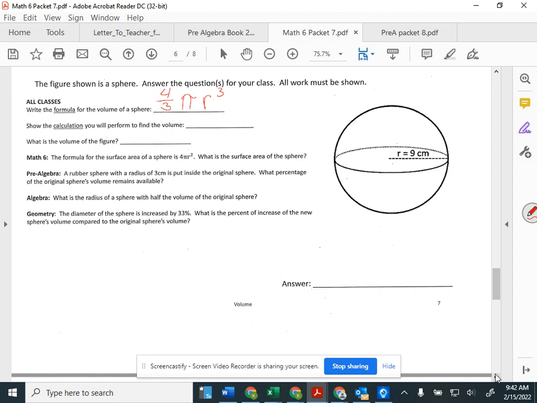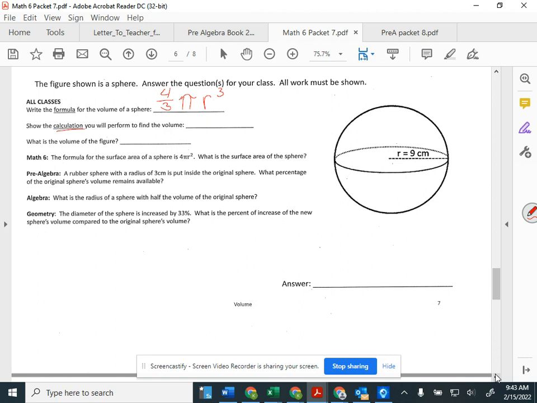If you don't have the pi key on your calculator, you're going to want to get a calculator that has it. We've shown which calculator we should be getting for next year.